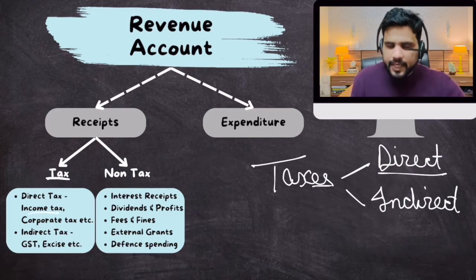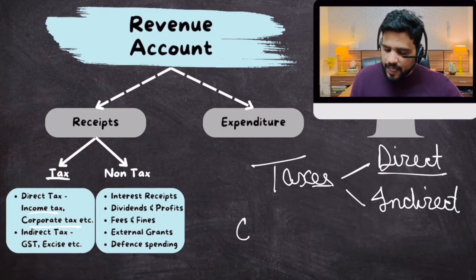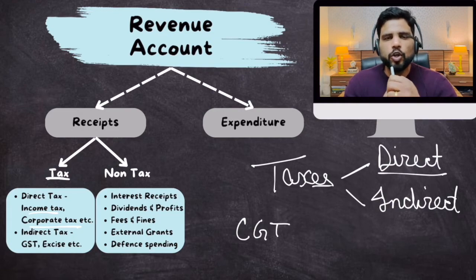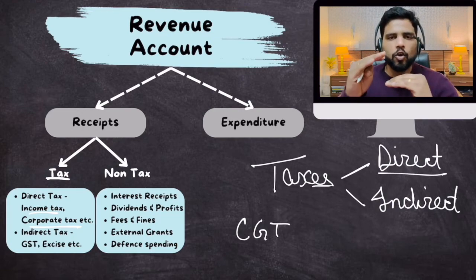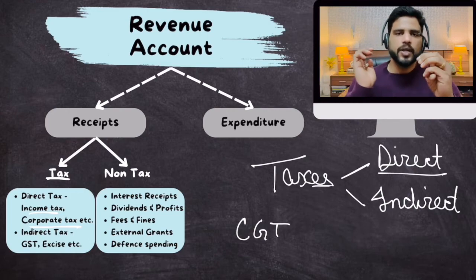So what are the examples of direct taxes? Well, income tax, and corporate income tax, which is levied on the profits of corporates. Then there is capital gain tax. When you buy a property for 1 crore and sell it for 2 crore, you get a gain known as capital gain of 1 crore profit. Now the government levies a tax on it. That is also a direct tax.